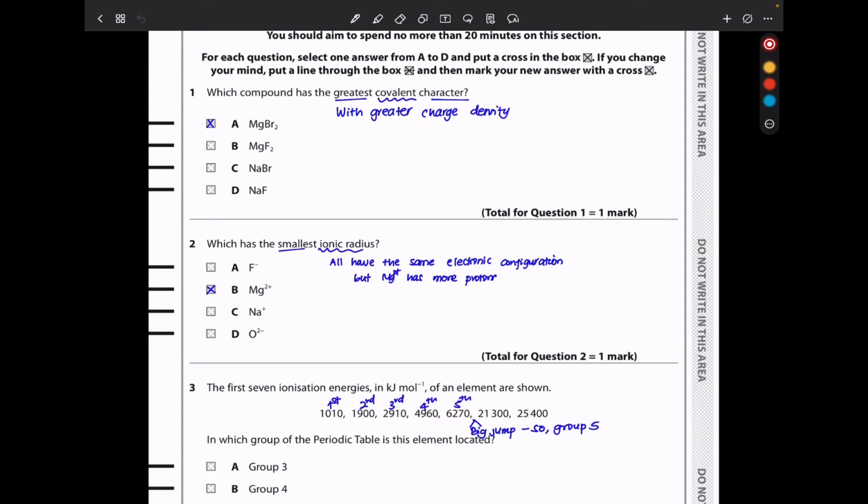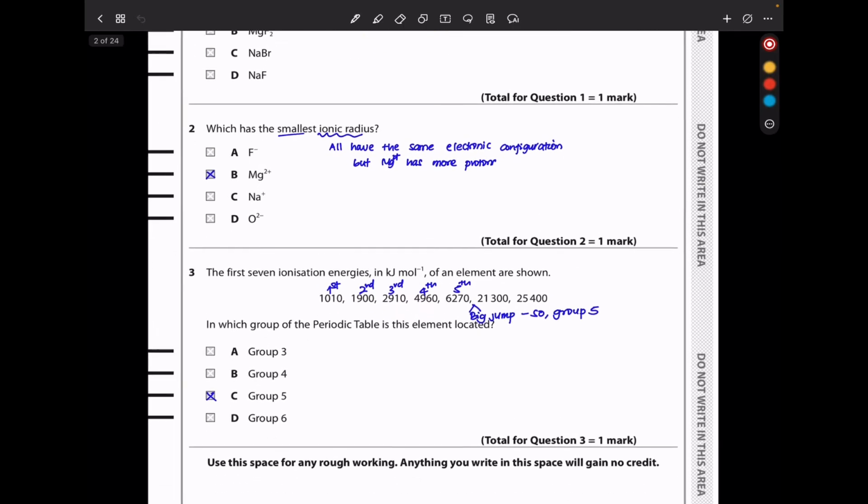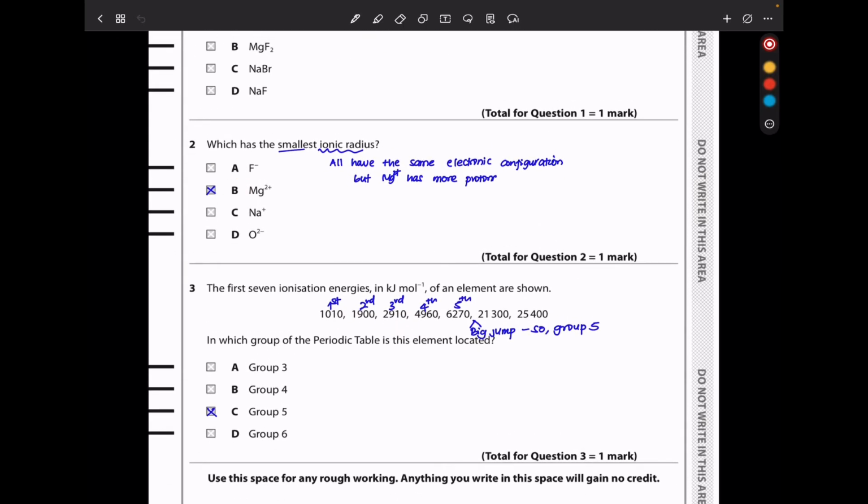In question 2, they say which has the smallest ionic radius. All these have the same electronic configuration, but you can see magnesium has more protons, so the outer electrons are going to be attracted more, and therefore it's going to have the smallest ionic radius. So B is going to be my answer.